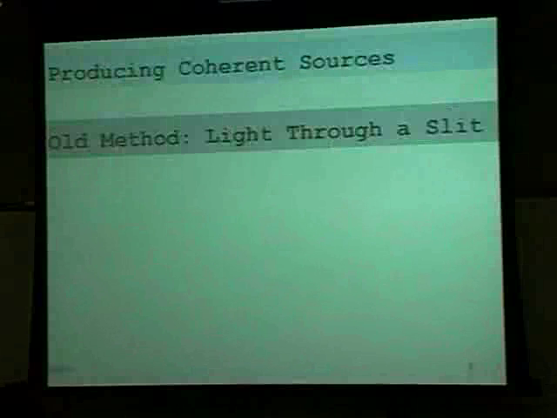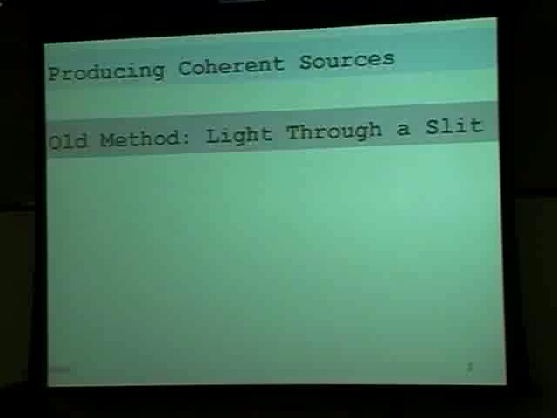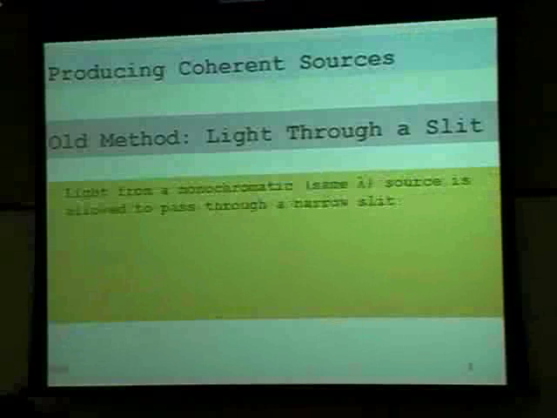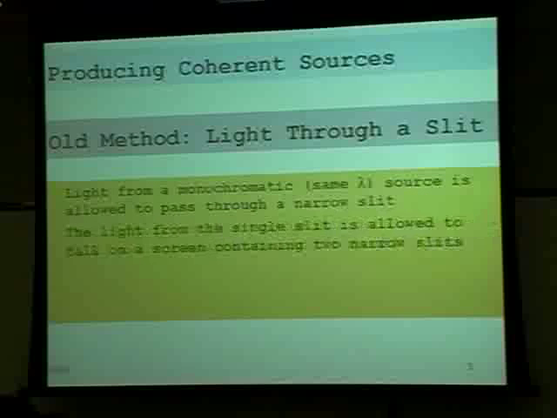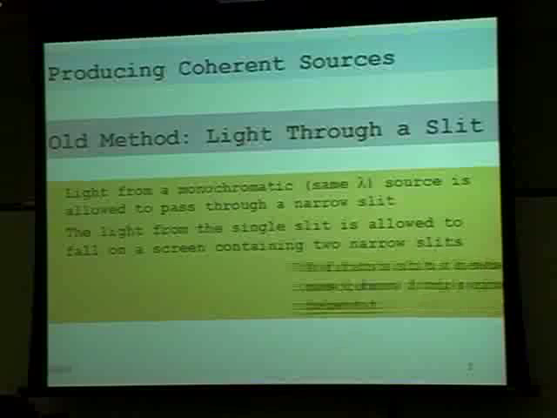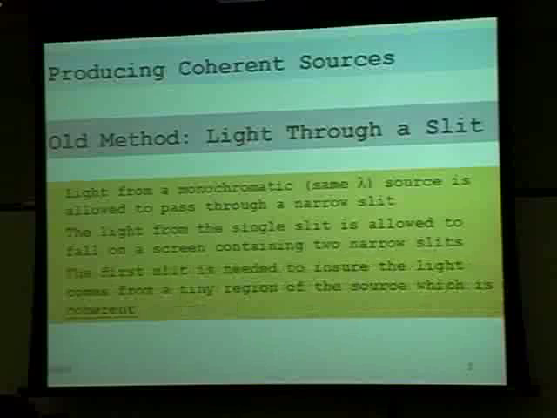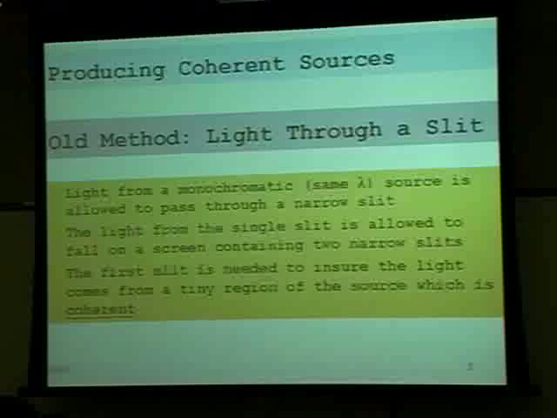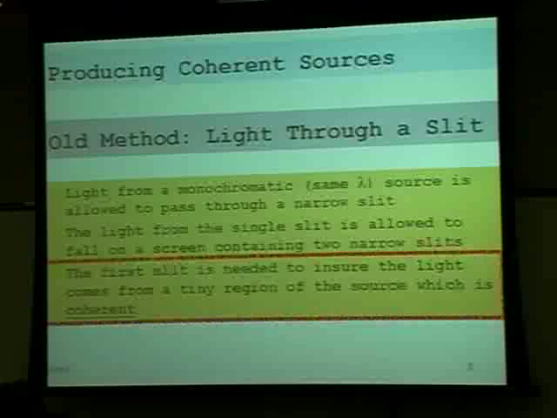To produce a coherent source, one method, the old method, is to pass light through a slit. Light from a monochromatic source is allowed to pass through a narrow slit. Light from the single slit is allowed to fall on a screen containing 2 narrow slits themselves. The first slit is needed to ensure that the light that reaches the other 2 slits is coherent. In other words, you have one source producing the light that hits the 2 other slits, and hence you ensure that the light hitting those other 2 is in phase.